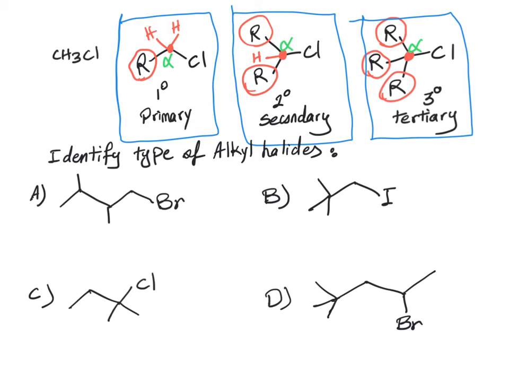Identify the type of alkyl halide in the following compounds. For A, this is the alpha carbon. The carbon which is directly bonded to the halogen is the alpha carbon. Now, what type of carbon is the alpha carbon? The alpha carbon here is bonded to two hydrogens and one other carbon. So the alpha carbon is a primary carbon, and bromine is bonded to a primary carbon, so this is a primary alkyl halide.